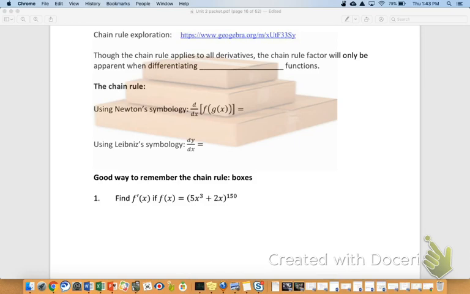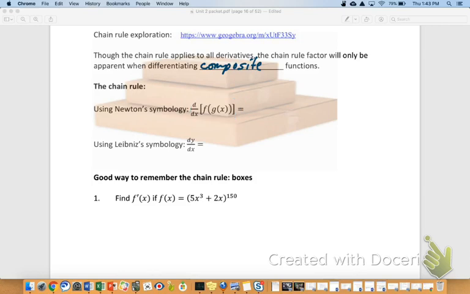So if you are differentiating a composite function, are you guys all okay with a composite function being a function that's been input into another function? An example would be right there, right? f(g(x)). Like the input for f is not just x, it's a whole other function, right? f(g(x)).